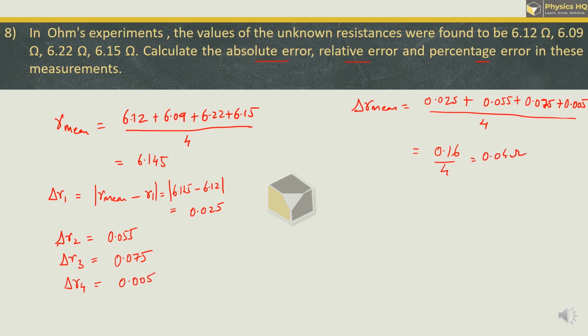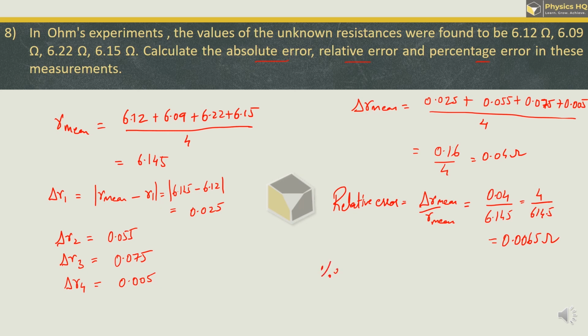Okay. Now finally we are supposed to find relative error. Relative error is given by delta R mean upon R mean. Okay. So we got delta R mean as 0.04 and R mean as 6.145. You can adjust some zeros. You will have 4 upon 614.5. Now you can try this and solve this by using log, and you will get 0.0065 ohm.